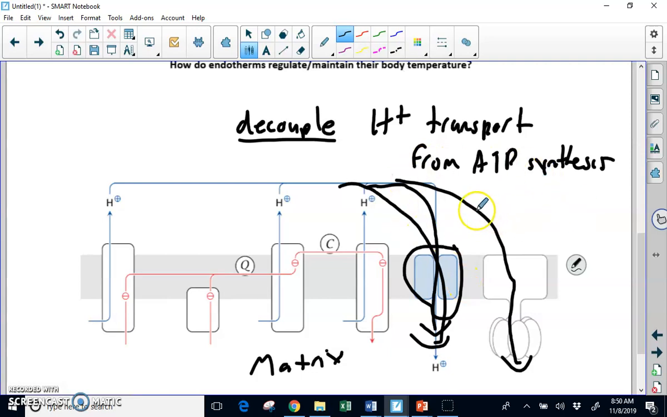So by doing this, we're actually making less ATP from glucose, and more of the energy is rushing through this protein, which can't make ATP, and then more of the energy is released as heat, and therefore the organism can maintain its body temperature there. So instead of storing the energy in ATP when it's very cold, we're allowing the H plus to completely release the energy as heat by going through this protein, which can't make ATP, to maintain the body temperature. And this is called decoupling H plus transport from the ATP synthesis, or from the ATP synthase.